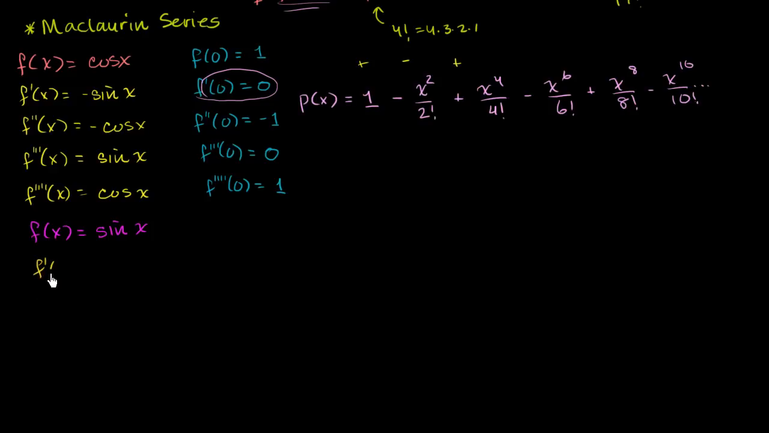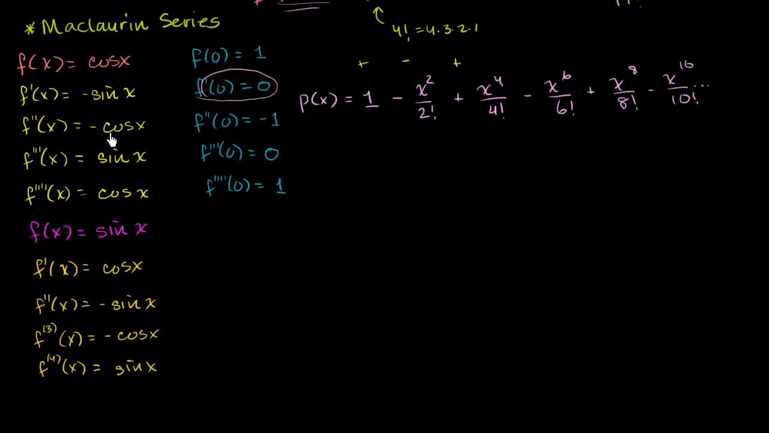So the first derivative of sine of x is just cosine of x. The second derivative of sine of x is the derivative of cosine of x, which is negative sine of x. The third derivative is going to be the derivative of this. So I'll just write a 3 in parentheses there instead of doing all the primes. The third derivative is the derivative of this, which is negative cosine of x. The fourth derivative is the derivative of this, which is positive sine of x again. So you see, just like cosine of x, it kind of cycles after you take the derivative enough times.